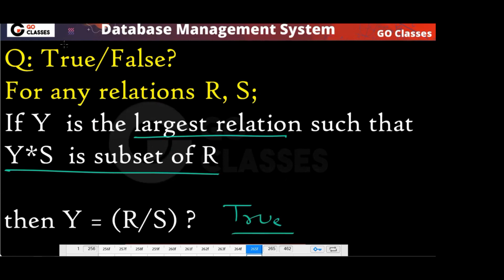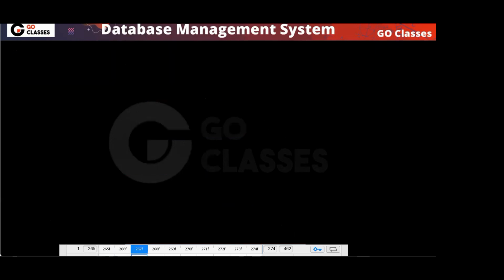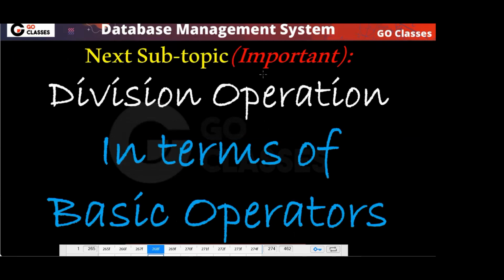Now this is correct. Is this clear? You must have the largest thing. Being a subset is not enough. So the largest relation should be there. This Y should be the largest relation such that Y cross S is a subset of R. Clear? Yes or no? So all these points, crystal clear. Now let's see the next. This is very important.